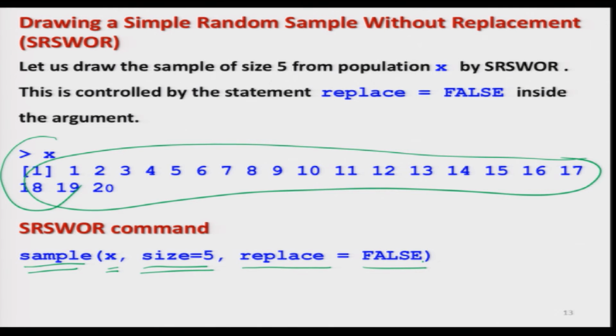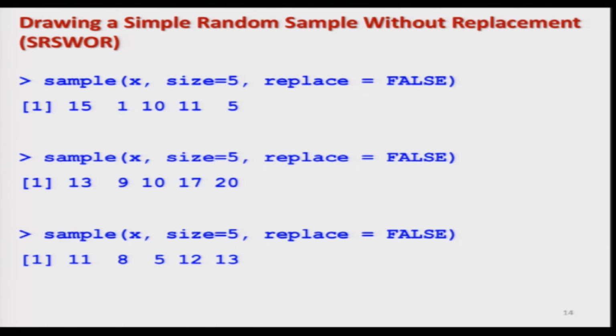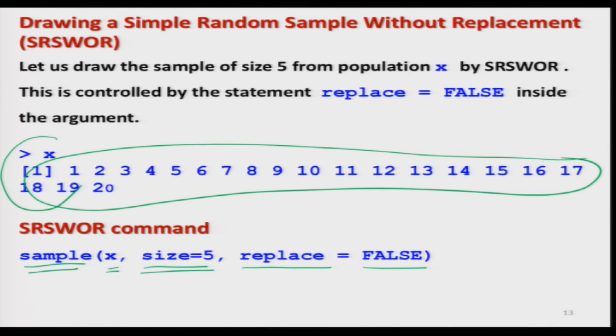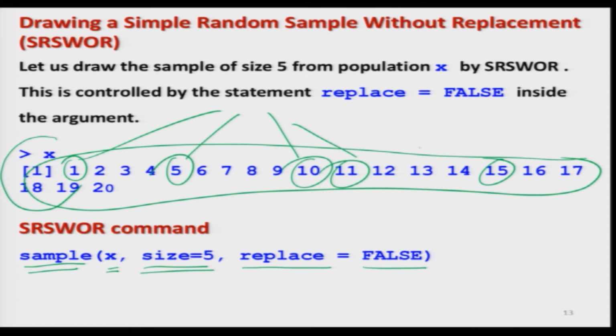That means I need simple random sampling without replacement. So, if you try to execute it on the R console, this will give you this type of outcome. For example, once you operate it, it will give you the values 15, 1, 10, 11, 5. That means these units 1, 5, 10, 11, 15 are going to create your sample. Now, you choose this sample and try to collect observations on each of these 5 sampling units.